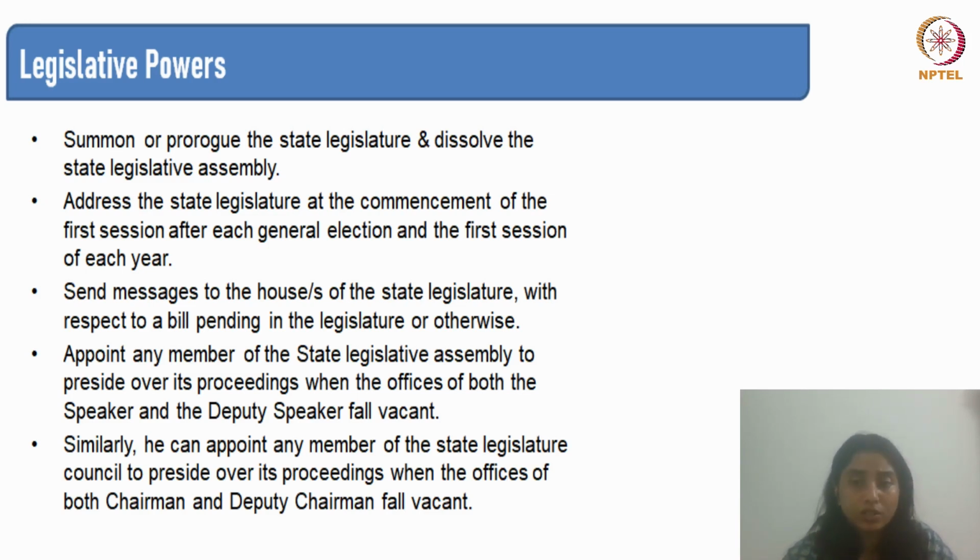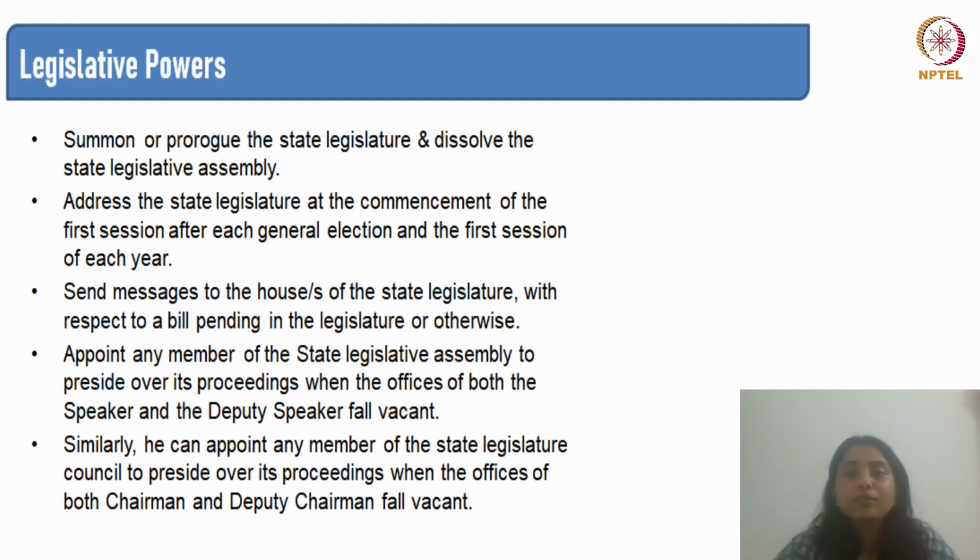The governor also has the power to address the state legislature at the commencement of the first session after each general election and the first session of each year. So, the first session of the state legislature after the election will be addressed by the governor. Similarly, the first session of each year will also be addressed by the governor.